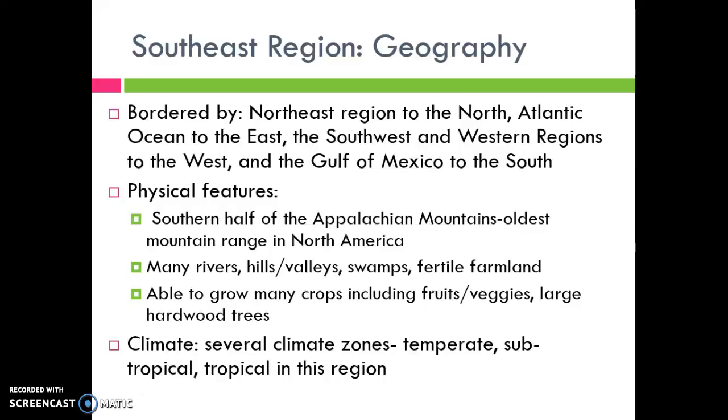Anyway, so they have tons of rivers and hills, valleys, swamps, things like that, obviously because of the tributaries that flow out of the Appalachian Mountains because we have snow caps there. You're going to actually run into several different climate zones. At the northern part of this region, you're going to have that temperate climate just like we do here, moving down into subtropical in the Carolinas area and then even tropical into Florida. So just kind of keep that in mind.